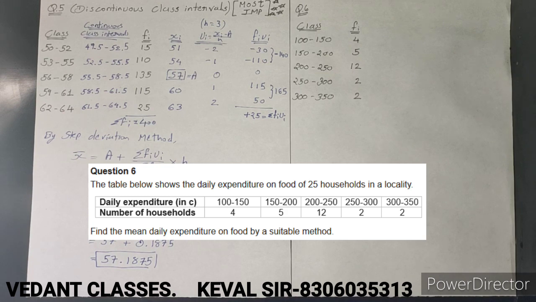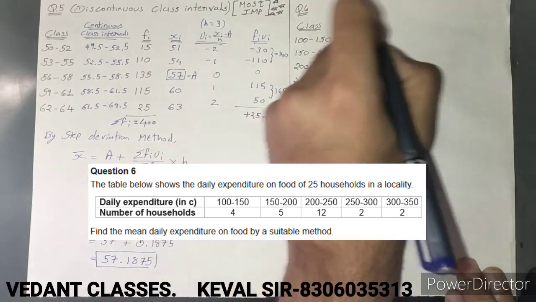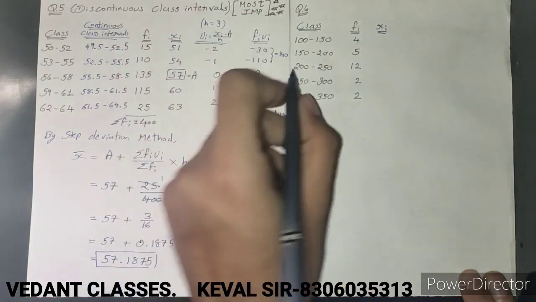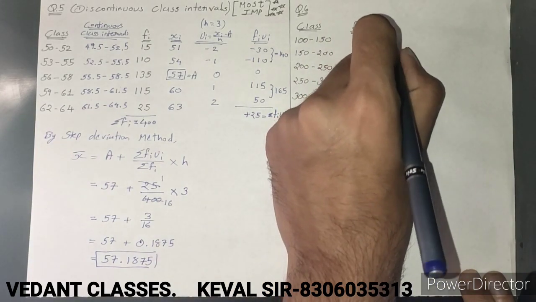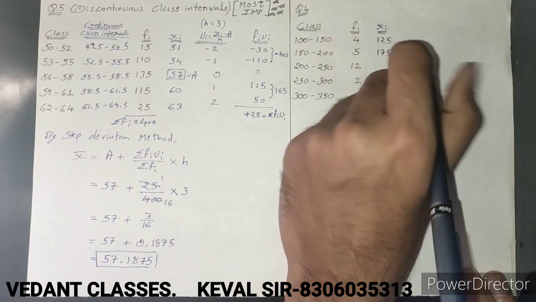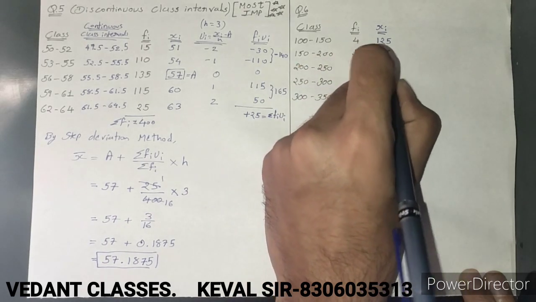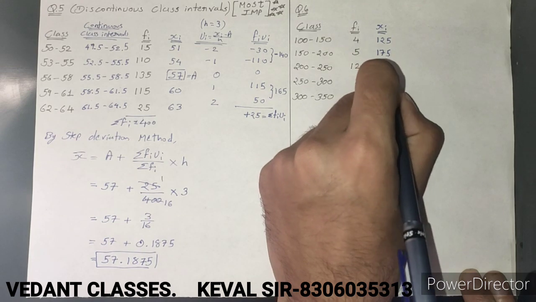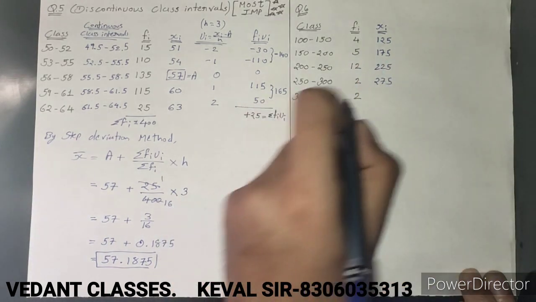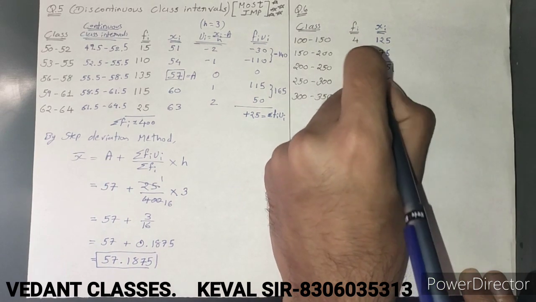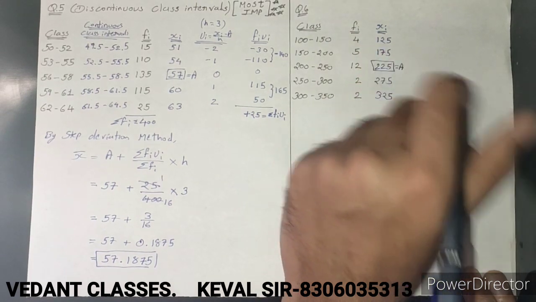Now let's see the question number 6. It's an easier question than all the others. First we write the value of xi. It will be 125. In this case it will be 175. For this it will be 225. For this it will be 275. For this it will be 325. Now let the value of a be 225.